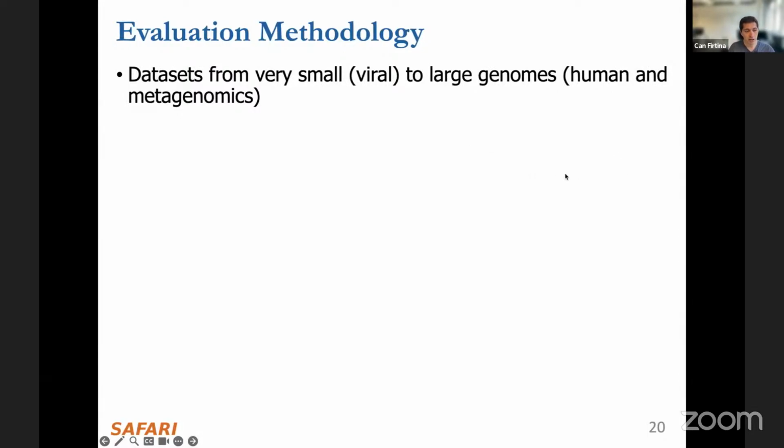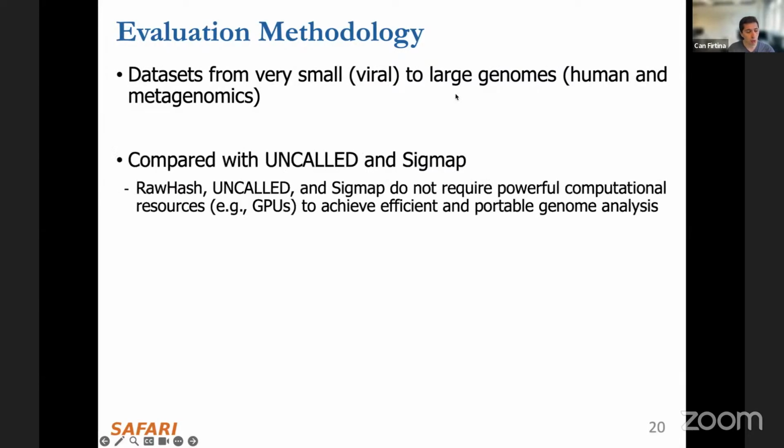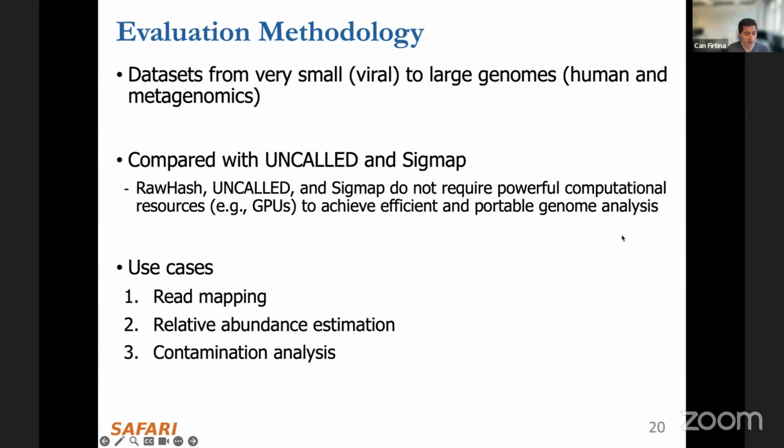This slide covers our evaluation methodology. So we use data sets from very small, such as viral, to large genomes, such as human and metagenomics data sets. So we compared RawHash with Uncalled and SigMap. All of these tools, including RawHash, do not require powerful computational resources to achieve efficient and portable genome analysis.